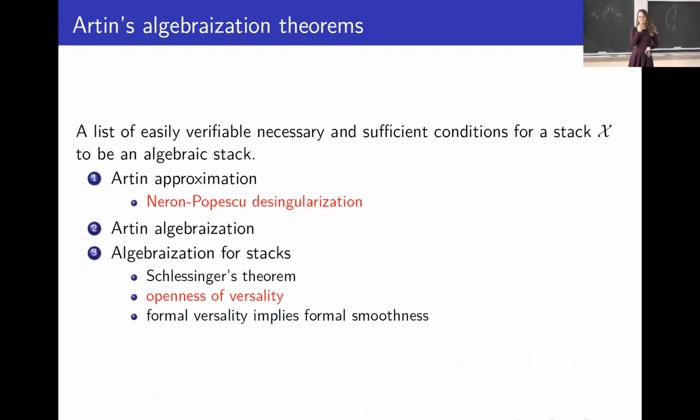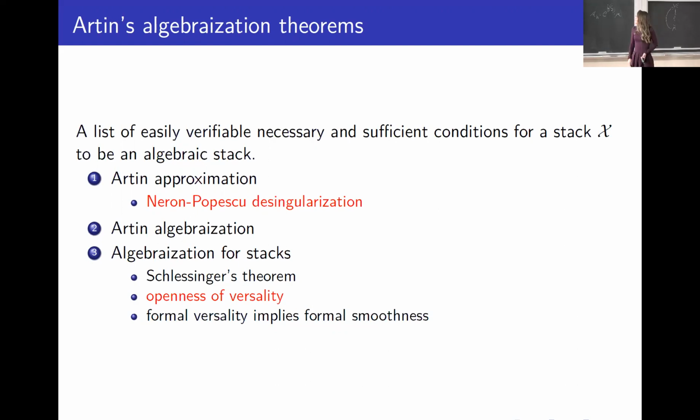Okay, so now we're back at Artin's algebraization theorems. Artin's original theorems are just a list of easily verifiable conditions that will tell you if your stack is an algebraic stack. What those conditions are really about is showing that you have a smooth cover. There are about 8 conditions, and if you can check off all of those, then you know that your stack has a smooth cover, and thus is an algebraic stack.